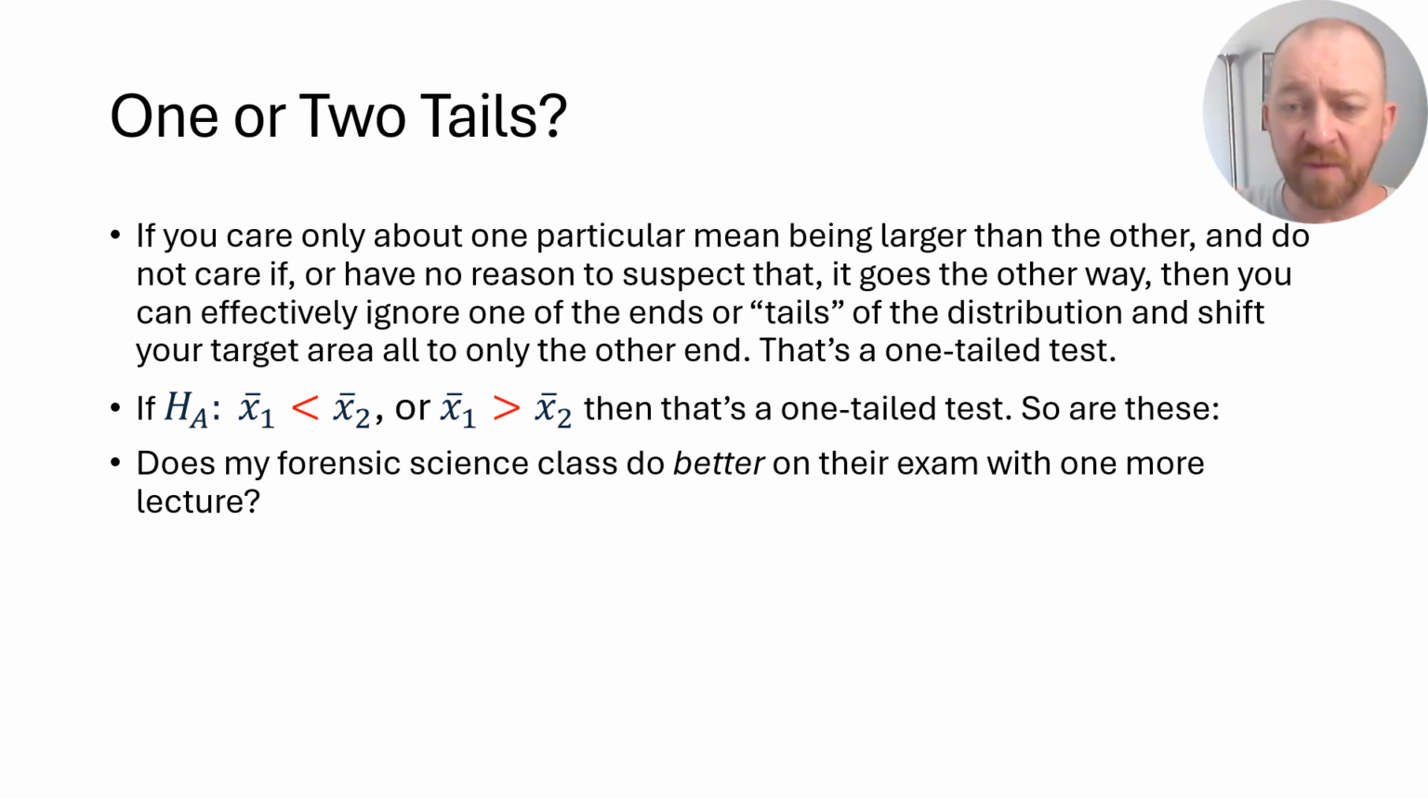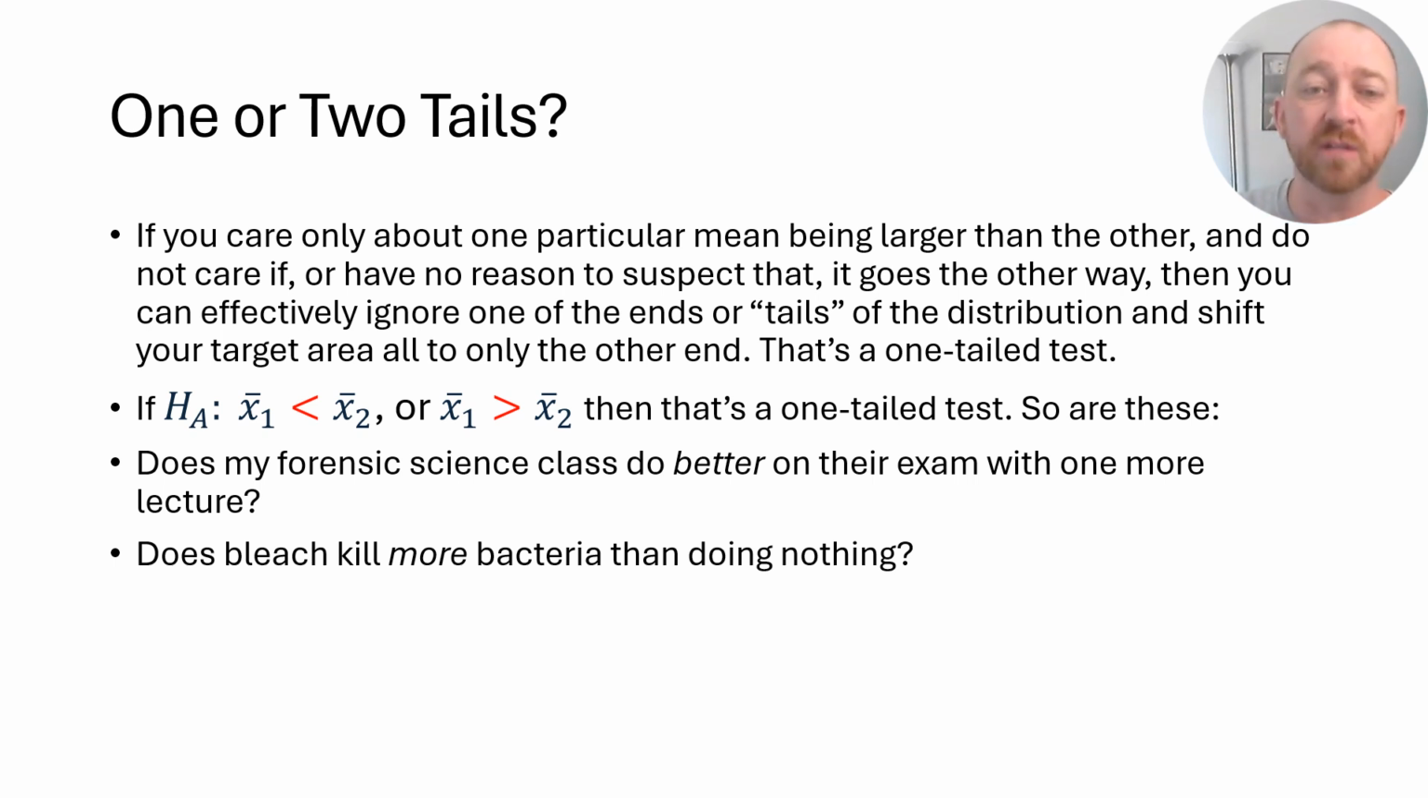For example, I might say, does my forensic science class do better on their exam with one more lecture? I didn't leave it open to them doing worse with one more lecture. In fact, I don't have any reason to think that giving them one more lecture would make them do worse on the exam. That doesn't make sense, right? So why would I leave that possibility open? Why would I waste all of this time looking at the negative t-values if I really don't expect that to occur? Another one might be, does bleach kill more bacteria than doing nothing? It'd be weird to think that bleach would kill fewer bacteria than doing nothing. And so why leave that possibility open? Why waste my time leaving that possibility there?